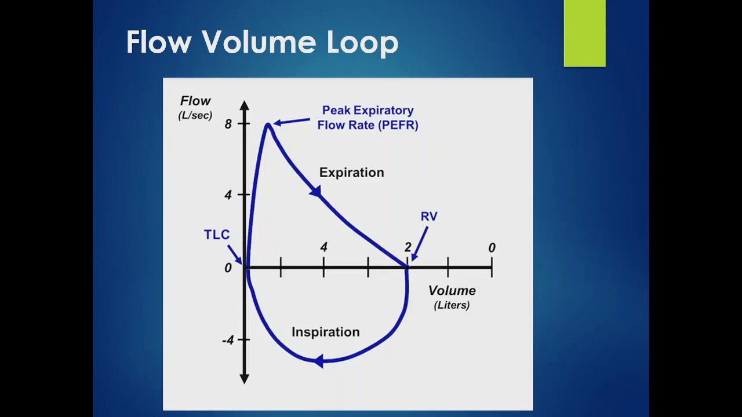This is where the patient starts, at the total lung capacity. They exhale forcefully until they reach the peak expiratory flow, then there is deceleration of the curve until they reach the residual volume. Then they take a deep breath and go back to the total lung capacity. This is called the flow volume loop.